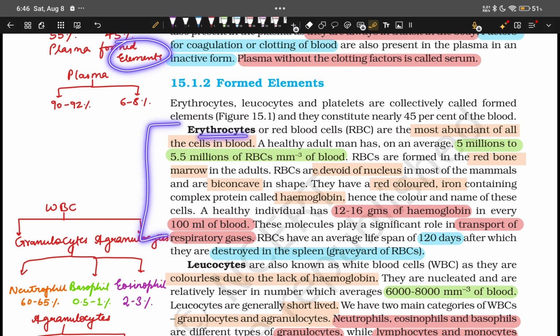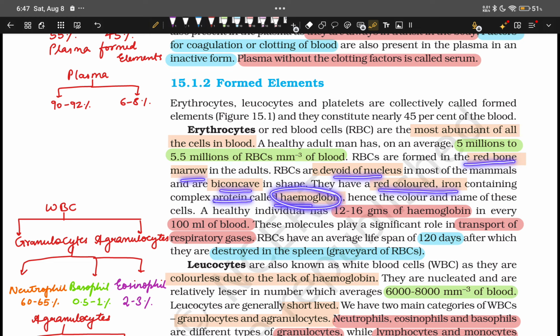Now, erythrocytes, which means red blood cells, RBCs, are the most abundant of all cells in our body. Their number is 5 to 5.5 million RBCs per cubic millimeter of blood. They are formed in red bone marrow, devoid of nucleus, and biconcave in shape. They have a red colored iron pigment, a complex protein called hemoglobin. In 100 ml of blood, we have 12 to 16 grams of hemoglobin on average in a healthy individual.